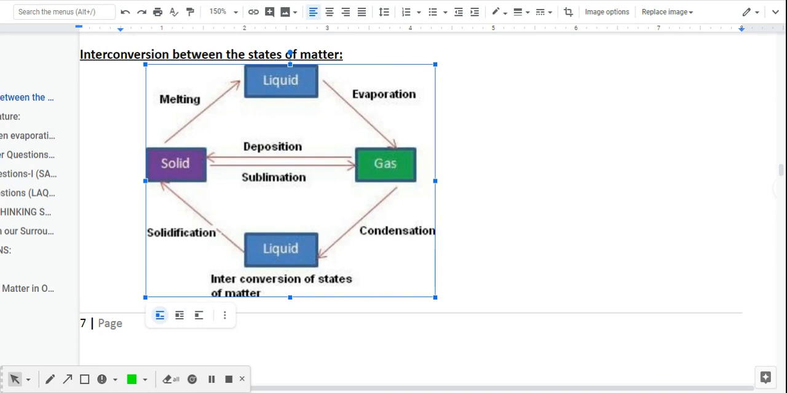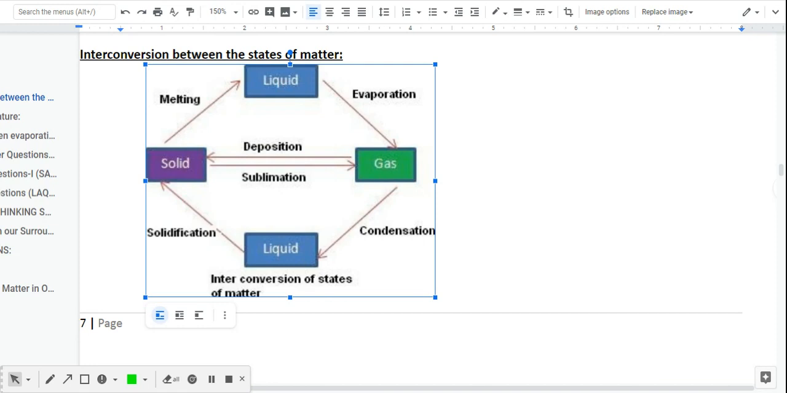And when we talk about liquid, when we provide a certain amount of energy to liquid, then what will happen? It gets converted into gaseous form. That is why evaporation also, that is, can be with the help of evaporation. That means evaporation and boiling both play an important role in converting the liquid to the gaseous form, or we can say into vapor form, right?